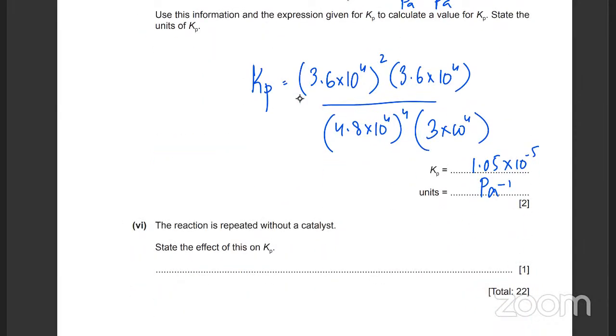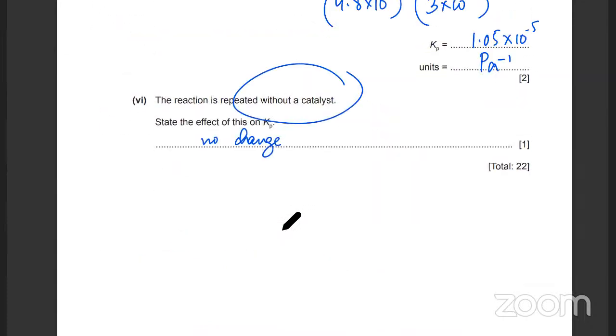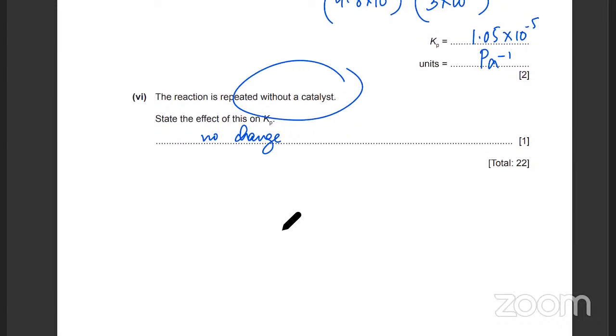Now, if you do it without a catalyst, how would the Kp get affected? No change. Kp gets affected by only one thing. What is that one thing? Temperature. So you're not going to have any change. Sir, Kc as well, right? Kc and Kp, all equilibrium constants, like, in AS, those are the only two. They will all get affected by temperature, but nothing else.